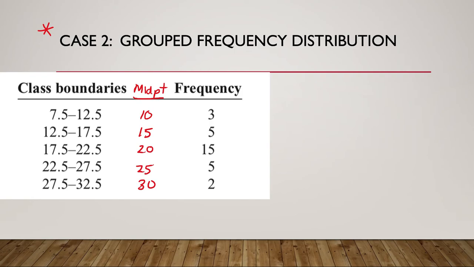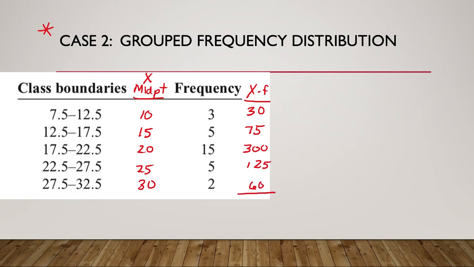All right, the next thing you need to do is midpoint times frequency. I'm going to let these be my x values, so I'm going to make a column for x times f. On the first one I would do 10 times 3, which is 30. 15 times 5 is 75. 20 times 15 is 300. 25 times 5 is 125. 30 times 2 is 60.